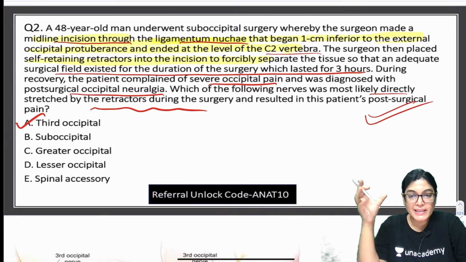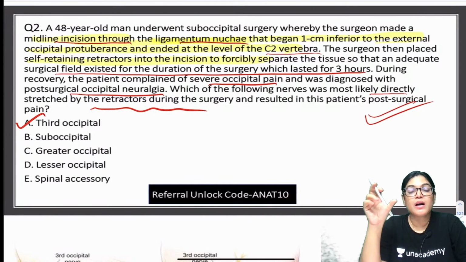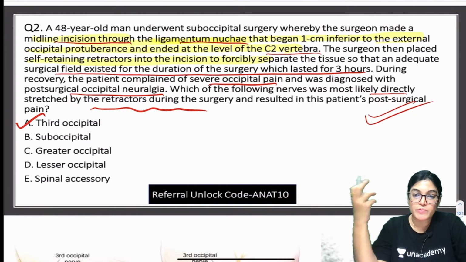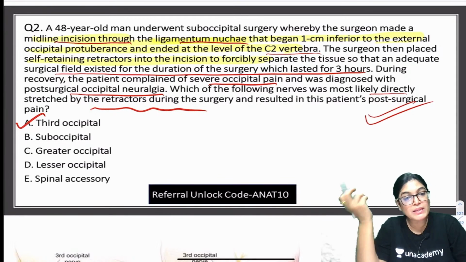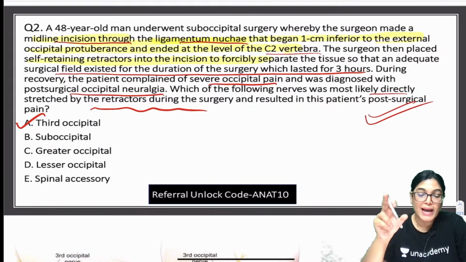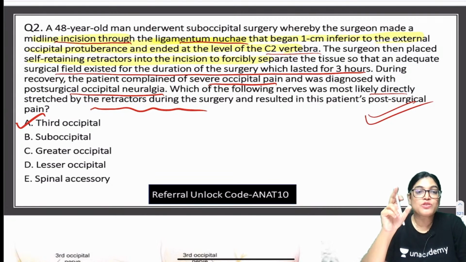The confusion might happen because they have used the term suboccipital surgery. Some students may get confused, thinking the suboccipital region is involved, so the answer can be the suboccipital nerve. But it is not the answer, because the retraction is done and the incision is provided in the midline.